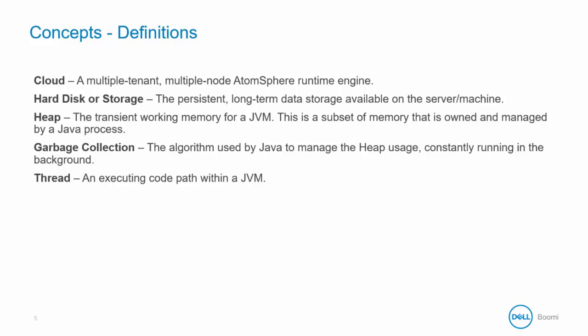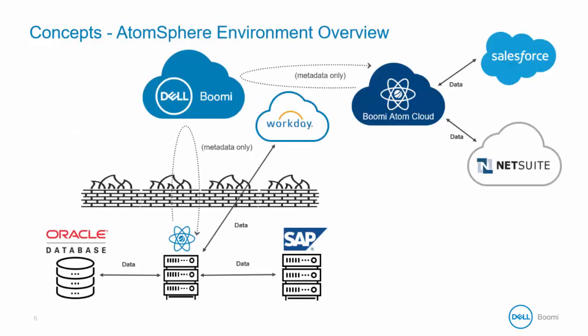This is a subset of memory that is owned and managed by the Java process. Garbage collection is the algorithm used by Java to manage the heap usage and is constantly running in the background. And a thread is an executing code path within a JVM. Now that we have defined a few key concepts, let's take a look at an AtomSphere environment overview.